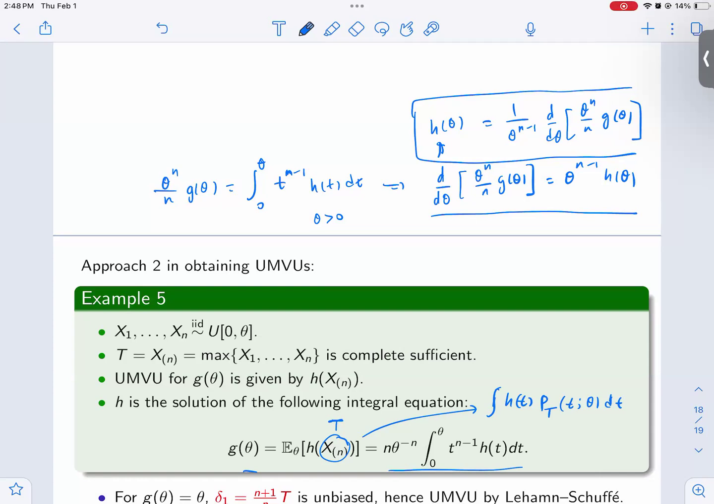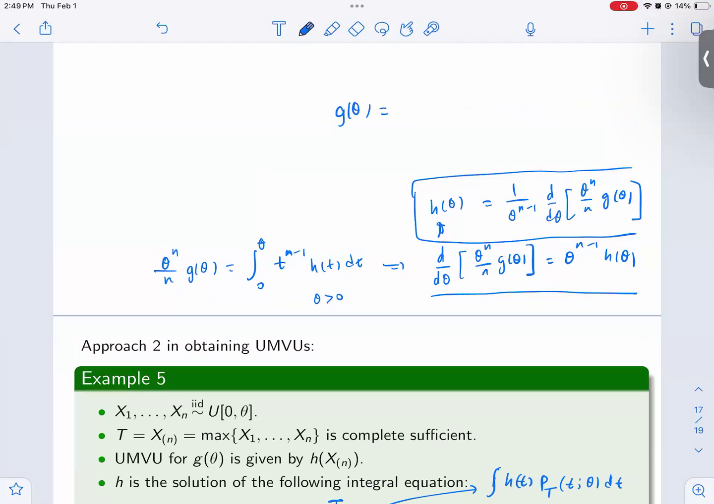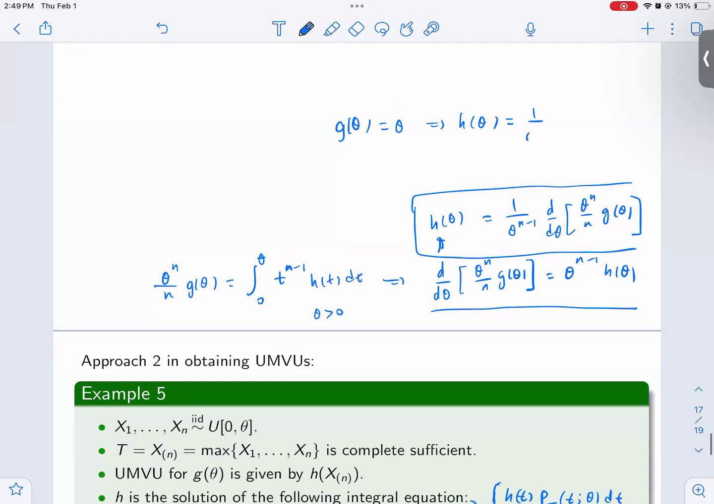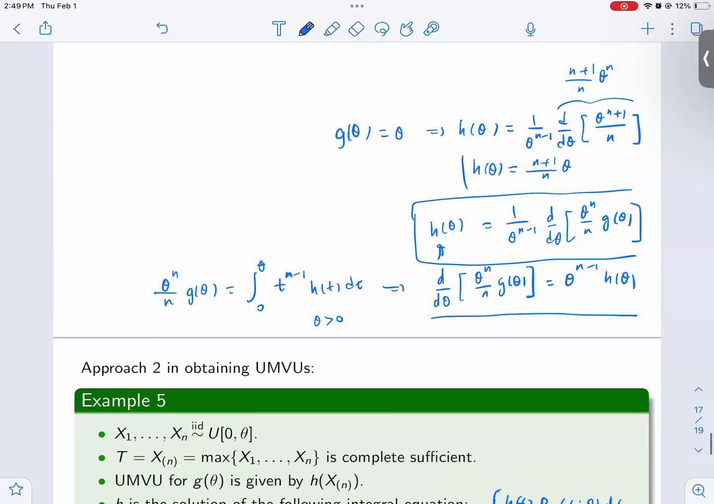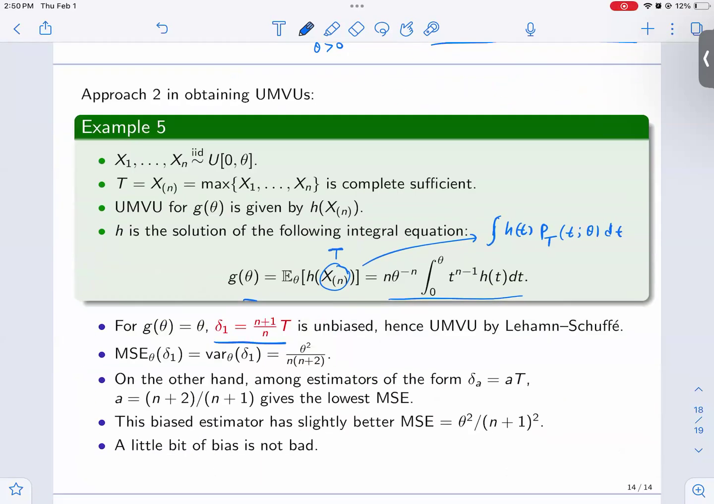For example, g(theta) is theta. And if our calculation is correct, then h(theta) would be 1 over theta^(n-1) d/dtheta of theta^(n+1) over n, if I'm hoping that I'm not making a mistake. What would happen if I differentiate this? I get (n+1) over n theta^n, and then most of them cancel out, one remains. So that's h of theta, but that's a functional form. You apply this to T, and that will be your UMVU. So this suggests that this estimator is UMVU for theta.